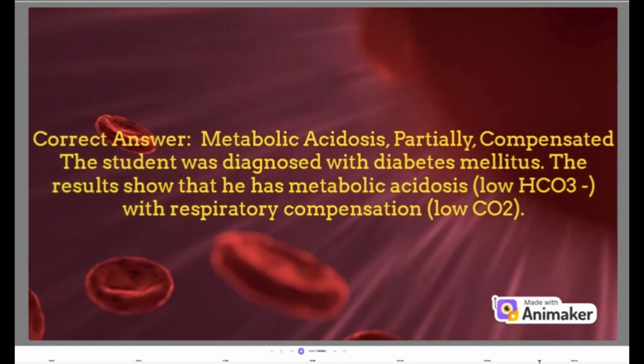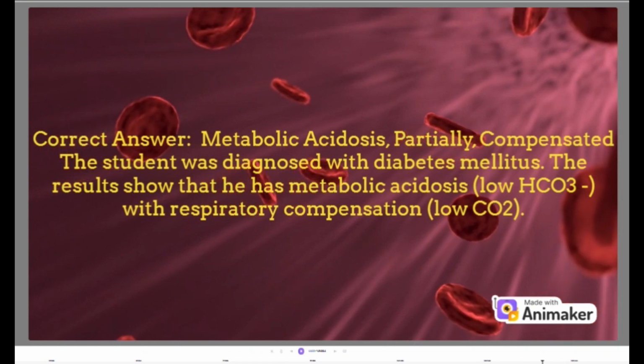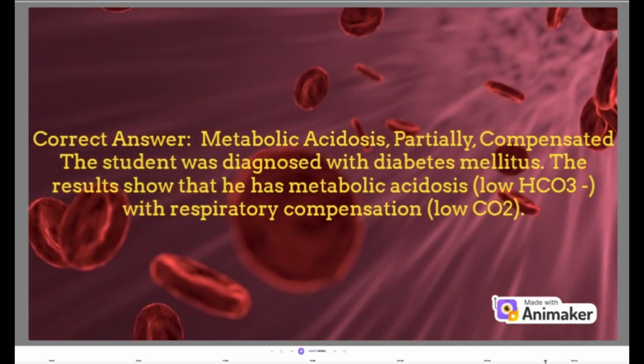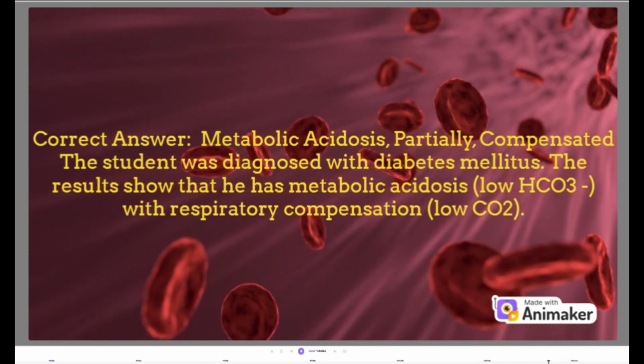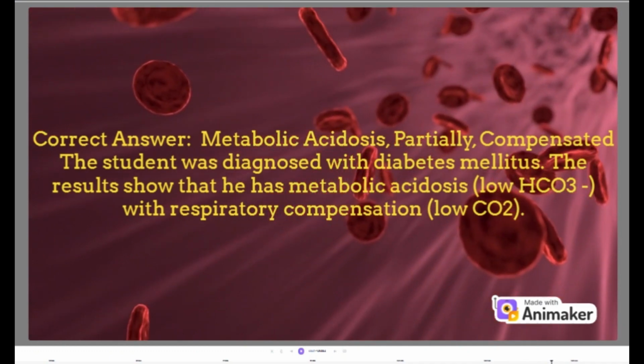Correct answer, metabolic acidosis, partially compensated. The student was diagnosed with diabetes mellitus. The results show that he has metabolic acidosis, low HCO3, with respiratory compensation, low CO2.